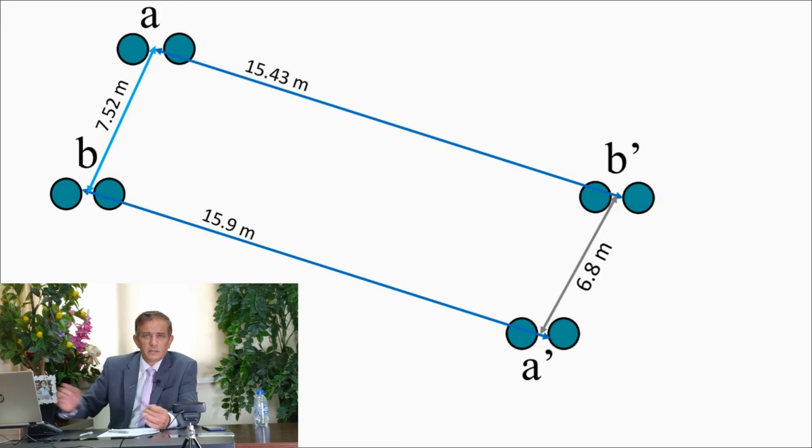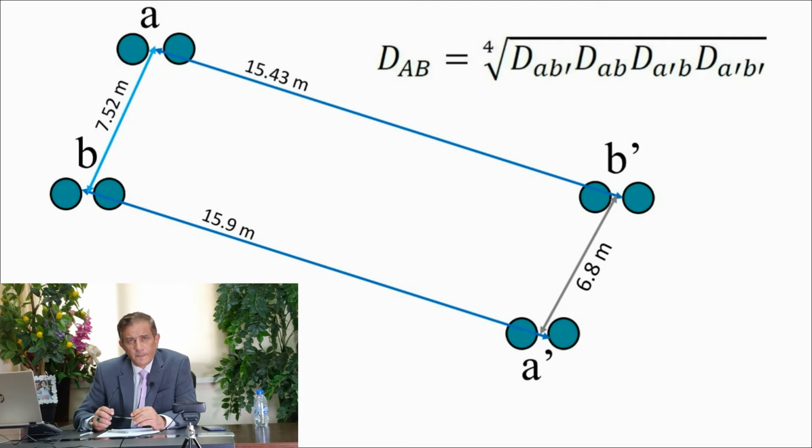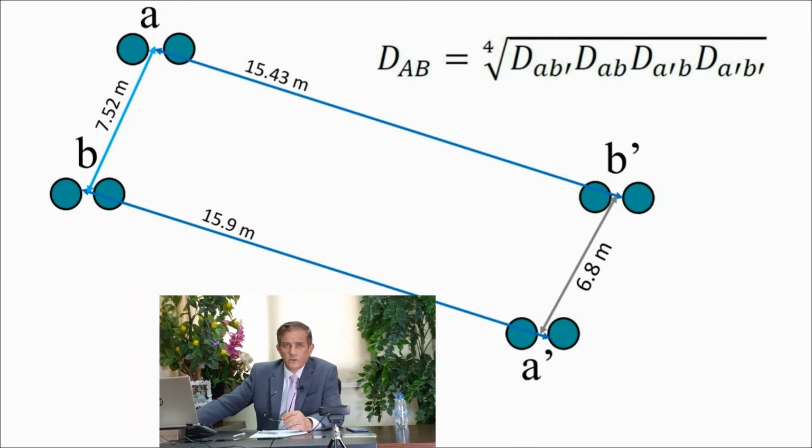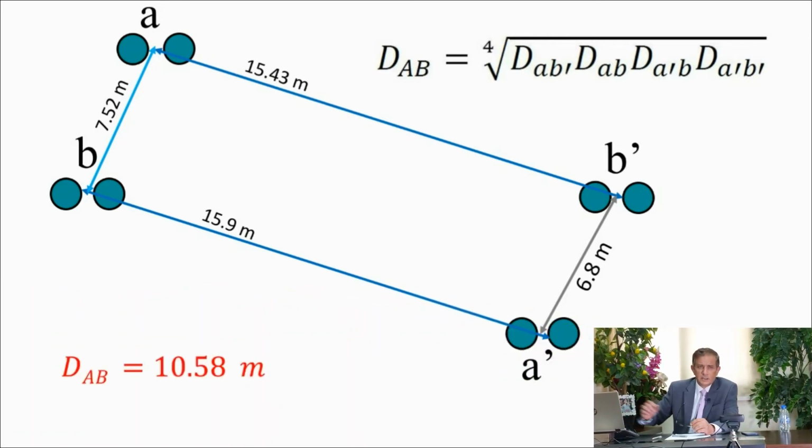So here DAB is the product of AB dash, AB, A dash B, A dash B dash, simply like that. If you calculate this, you will get DAB. This is the first one, the distance between phase A and B. It is as if I compress them into a single conductor. See the spacing between A and B, the equivalent distance.